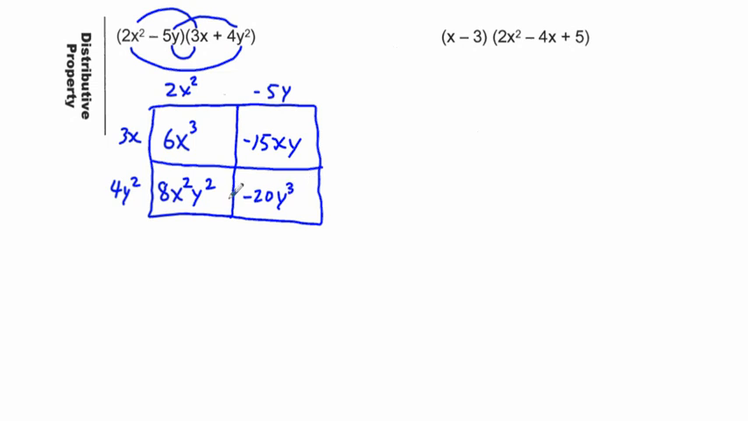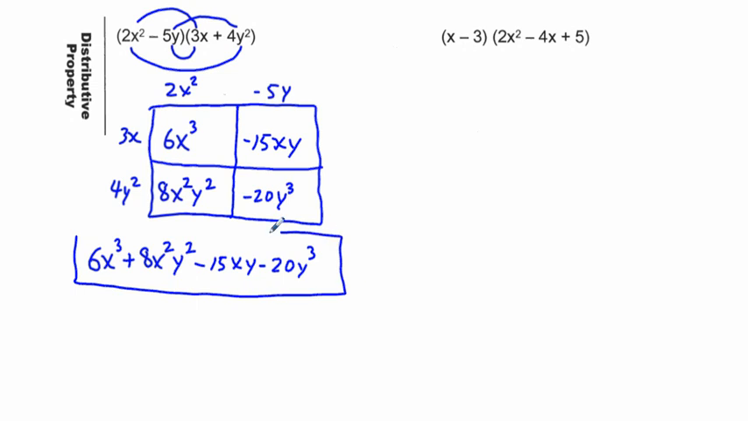And you just take a glance, and we don't have any like terms at all. So we just have to write this out as 4 separate terms. So you have 6x cubed plus 8x squared y squared. What you try to do is put the thing kind of in order of powers. Actually, powers is x squared y squared, but that's okay. We'll put minus 15xy, and we have minus 20y cubed.